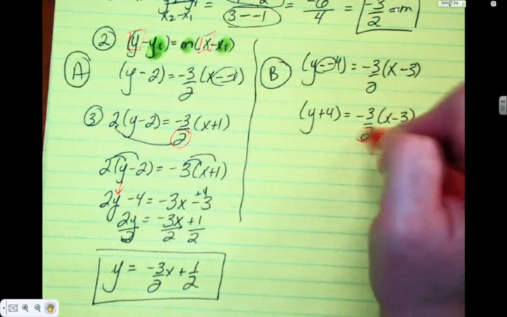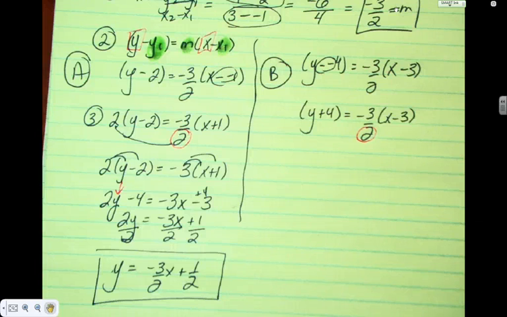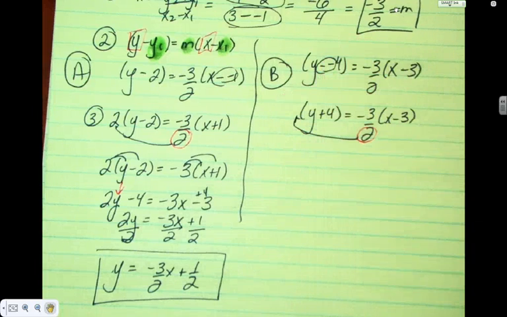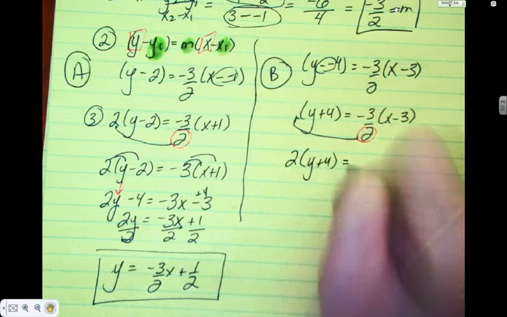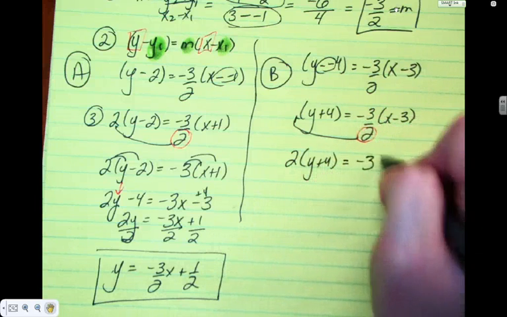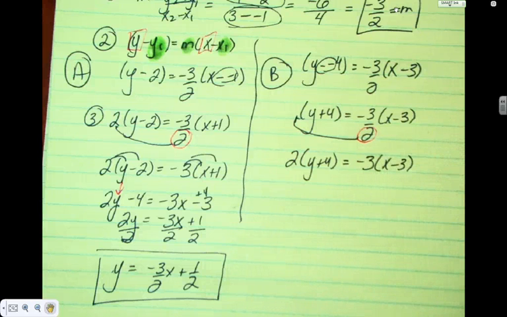How do I get rid of a division by 2? Multiply, so it's going to come over to the left-hand side, so I'm going to have 2 times y plus 4. And on the right, I've got the negative 3 and the x minus 3.